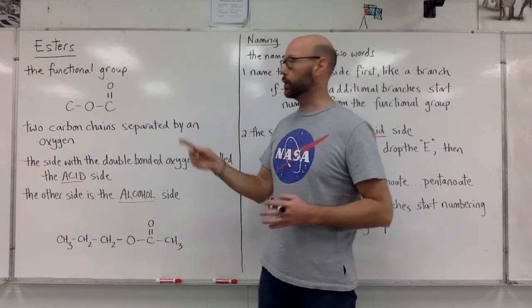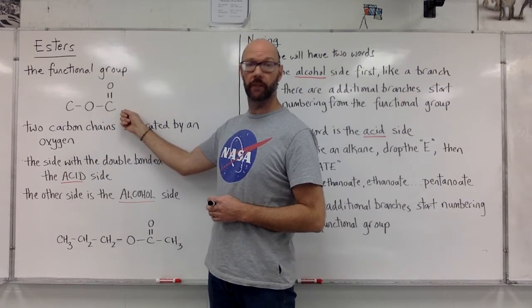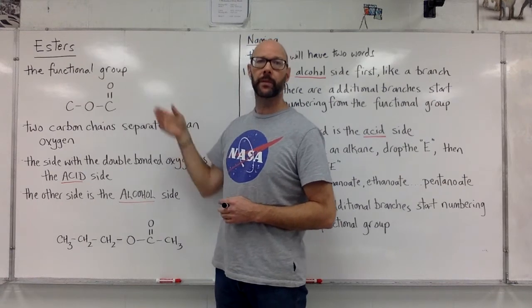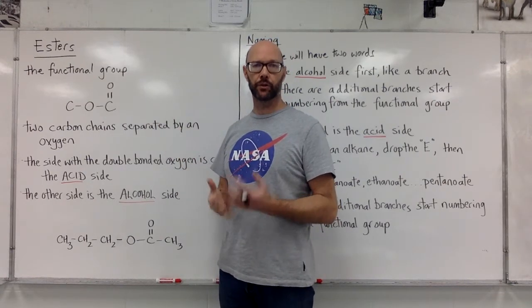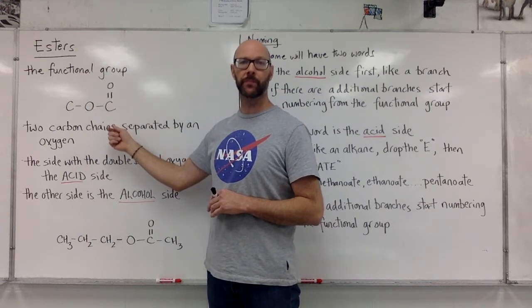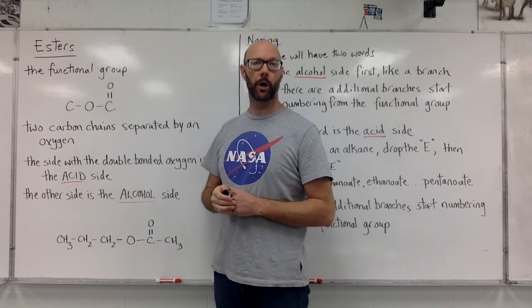However, in addition, right next door to that oxygen, on the right-hand side of it or on the left-hand side of it, is a double bonded oxygen. There's two parts to the ester functional group: an oxygen in between some carbons, and then right next door, on one side or the other, a double bonded oxygen.